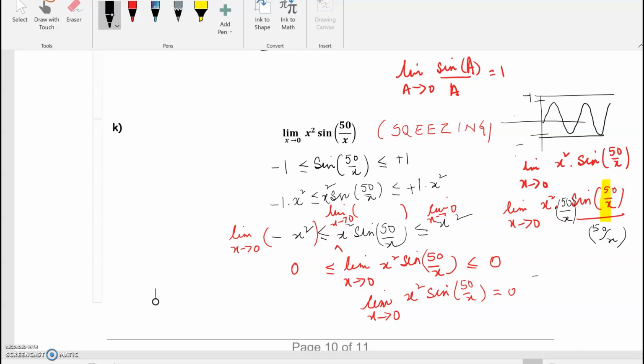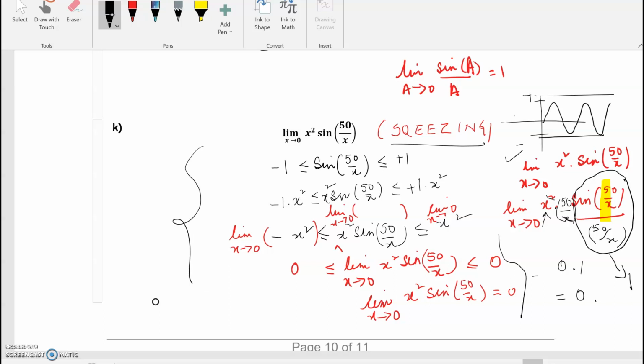So now before I apply limits, I'll have to cancel the x's here. There's an x in the denominator, it cancels with one of the x's in the numerator. As I apply limits, this is going to approach 1. If I apply limit x approaches 0 to x, it's going to be 0. So 0 times 1 is 0. That's just another way of doing it. But if I don't specify, you can do it this way. But if I specify and say use the squeezing theorem, you need to do it the earlier way.